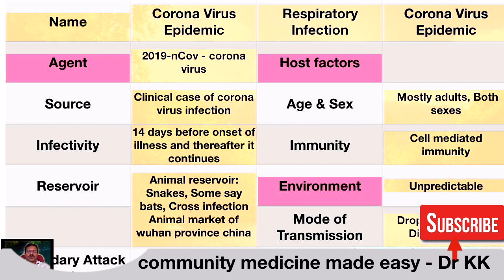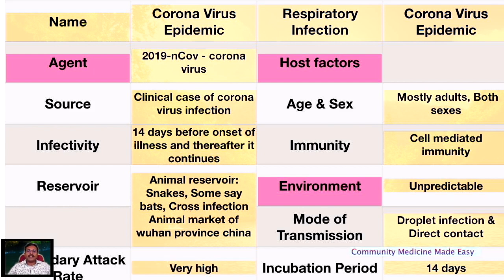So, who is the reservoir? It is being said that the virus originated from the animal population, mainly from the animal market in Wuhan province of China. In this specific virus, it is the animal reservoir which has played a major role in the outbreak in China. Initially it was said to be bats, but now it is being said that snakes are responsible for the origin of the infection, and thereafter the cross infection between the human and animal population led to this infection, which continued among the human population. The secondary attack rate, based on the preliminary data, we don't know much, but it is said to be very high. And that's all about the agent factors.